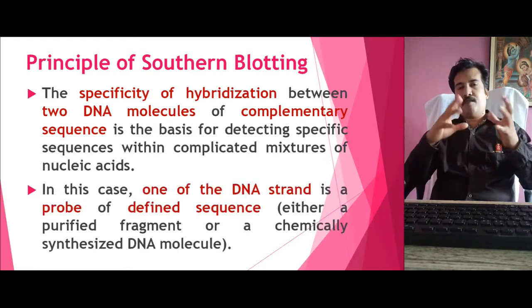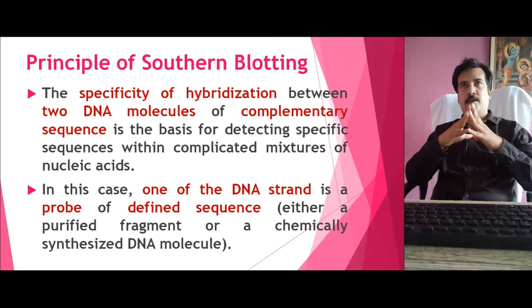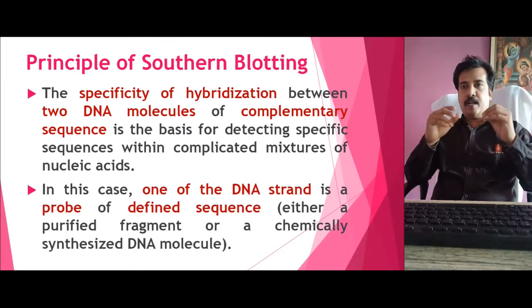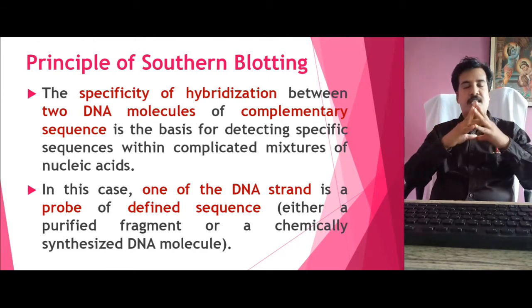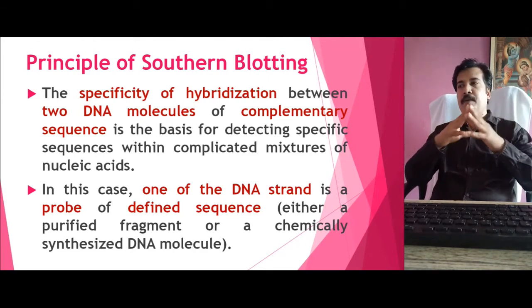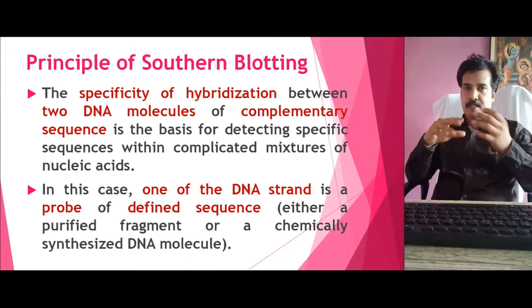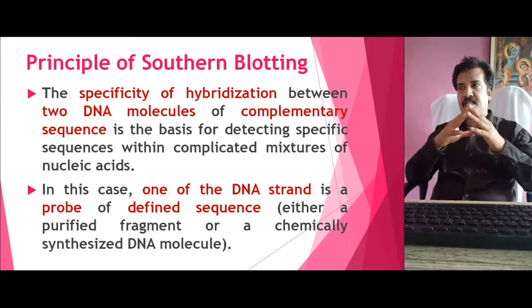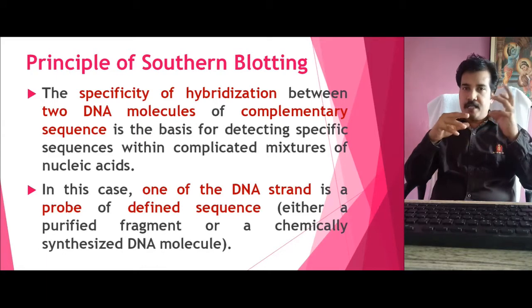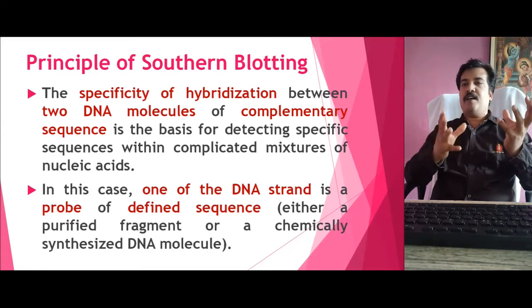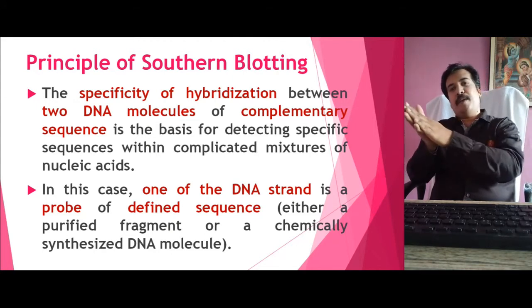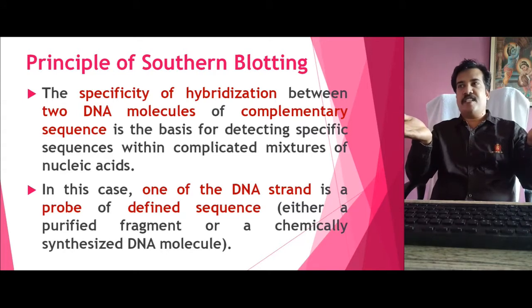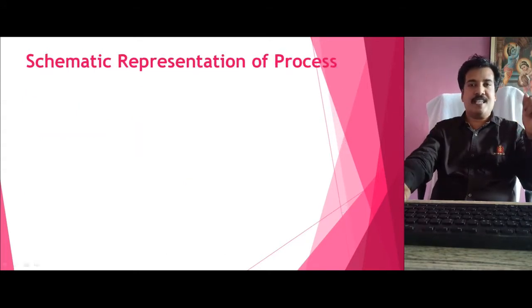In this case, to detect the gene, we take one strand which is complementary in nature to the gene of interest. It is produced in a lab, either synthesized or purified from other strands, whatever it may be. It is used as a probe strand which becomes complementary to the target DNA molecule. Once it gets hybridized, we can identify the gene of interest. This is the simple basic principle of southern blotting.